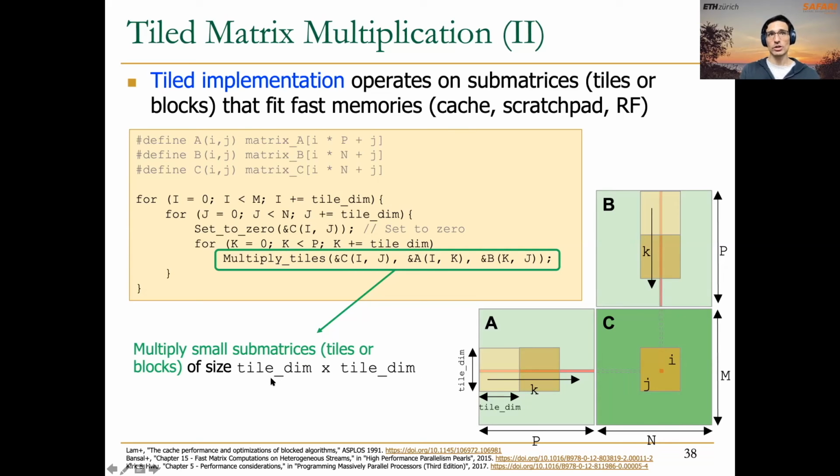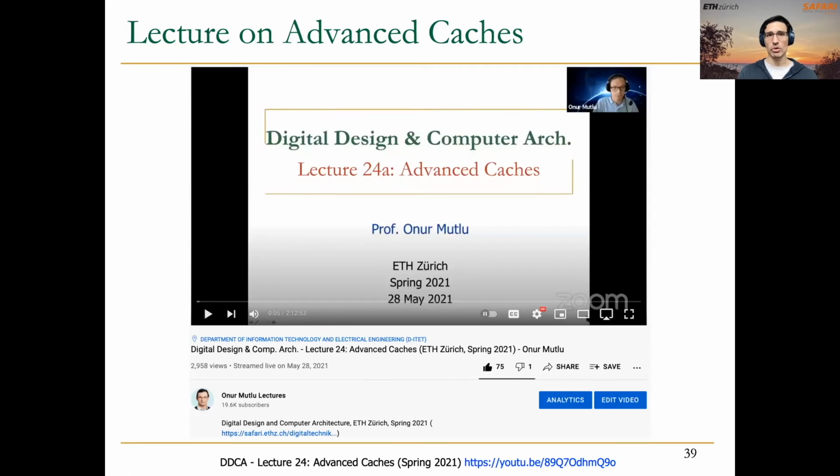These tiles or blocks have this size, tile dim times tile dim. We first perform the matrix multiplication of this submatrix here and this submatrix here. Then we go to the next two tiles, and we continue doing the whole process until we complete the entire matrix A and the entire matrix B, and we keep accumulating on some temporary variables that will finally have the output results for the corresponding elements of the matrix C. If you want to learn more and revise other aspects of caches, I can recommend this lecture on advanced caches from Professor Mutlu from spring 2021.